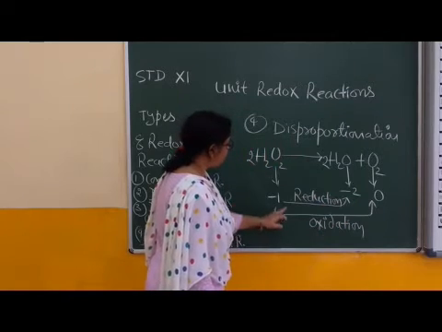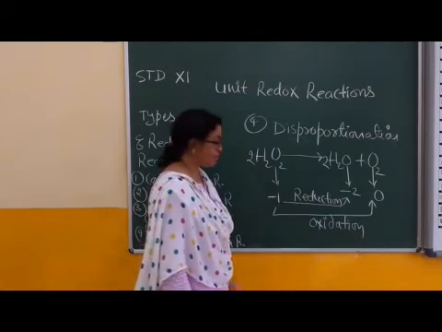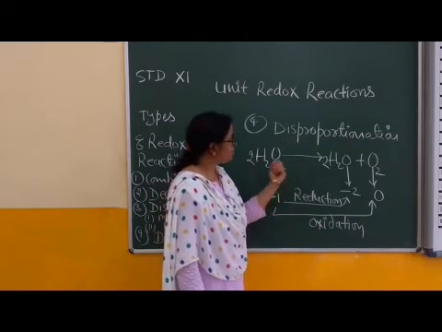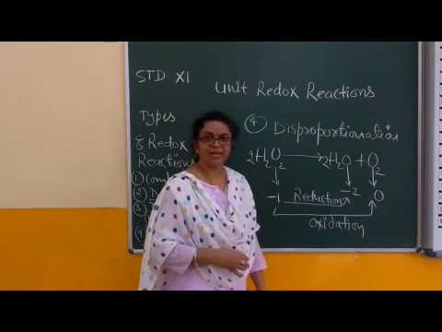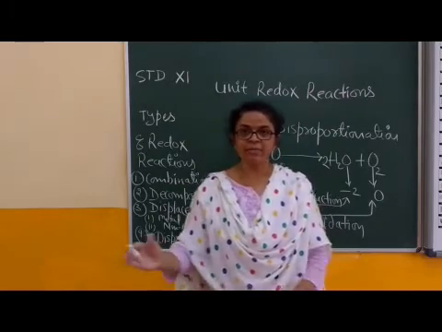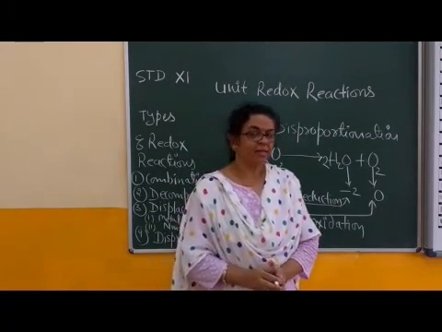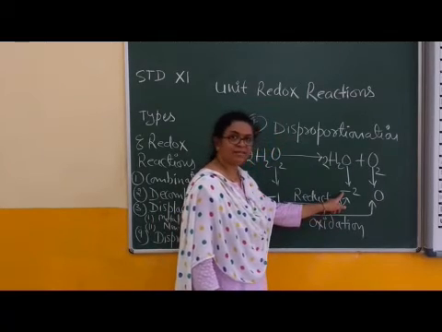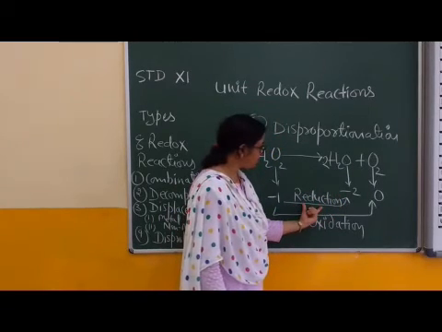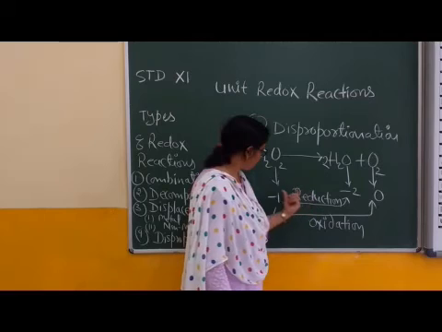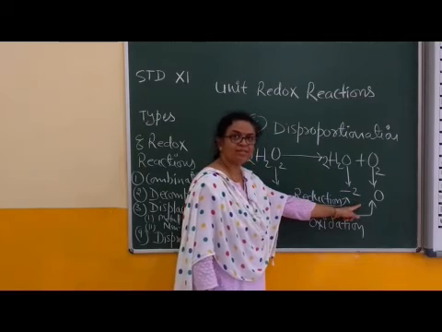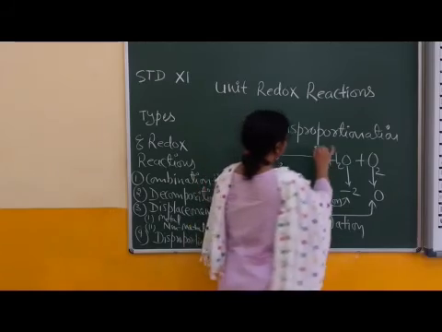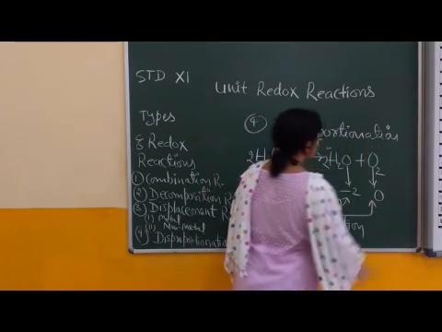And the net reaction is redox: oxidation half plus reduction half. But this is a different type. The same element is oxidized and reduced. The oxidation numbers are different: -2, more negative, is reduction. From -1 to 0, increase in oxidation number, this is oxidation. And the combined reaction is disproportionation reaction.